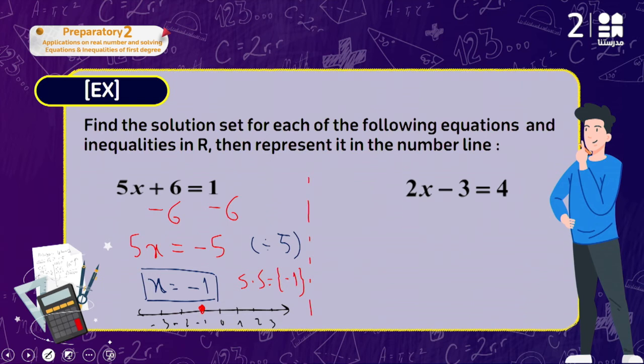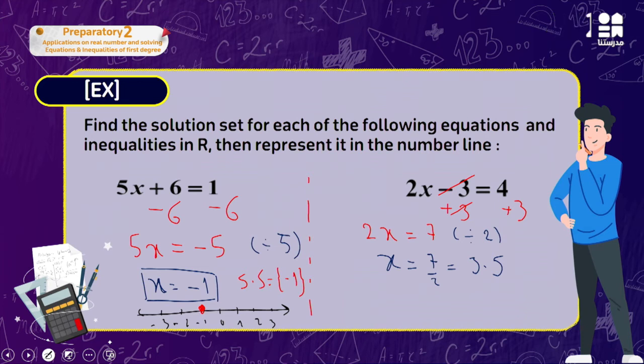2x minus 3 equals 4. So this is minus 3. We apply plus 3 on both sides. So 2x equals what? Yes, negative 3 plus 3 cancels, and 4 plus 3 is 7. And we apply division by 2 on both sides. So x equals 7 over 2, which is 3.5.